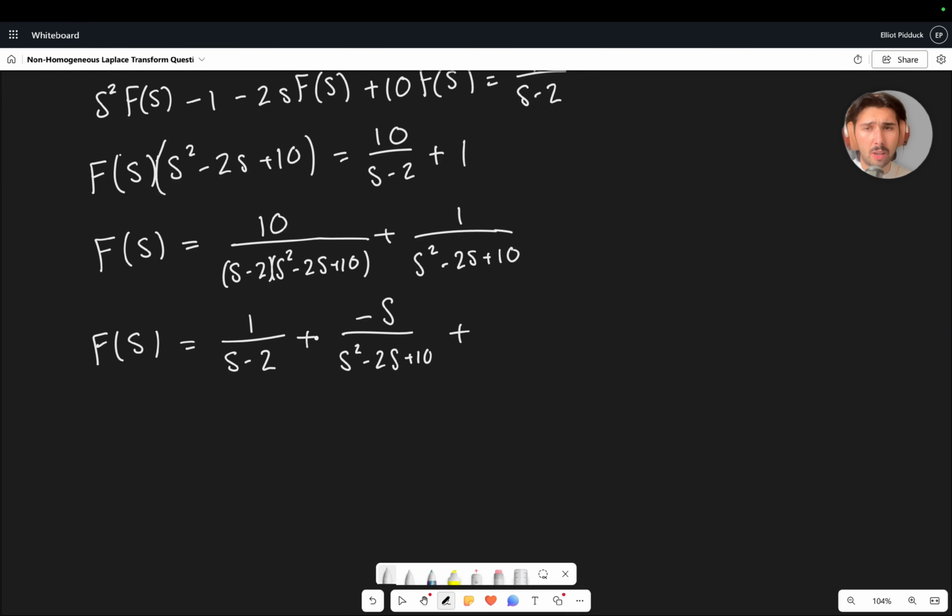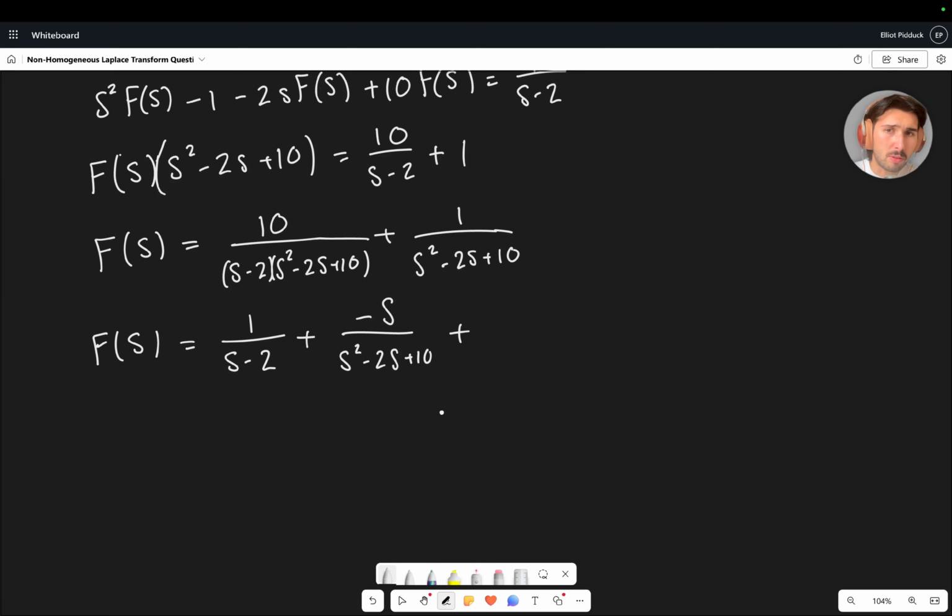Okay guys, so I've just done it here. This first term, 10 over s minus 2 times the quadratic, when you put it into partial fractions, you'll get 1 over s minus 2 plus minus s over s squared minus 2s plus 10. Remember, you're allowed to have a variable. You might say, wait a second, how have you got an s in the numerator? You're allowed to do that if you're dealing with a quadratic term on the denominator. You might notice that the quadratic doesn't factorize. So s squared minus 2s plus 10 does not have any real roots, which means it's not factorizable in the real numbers.